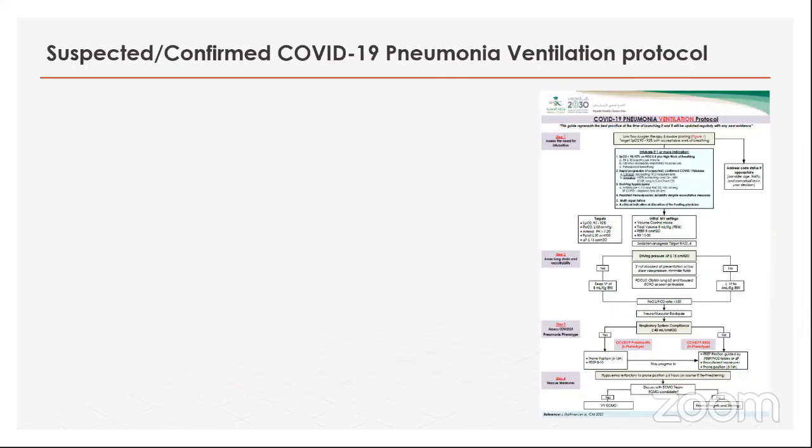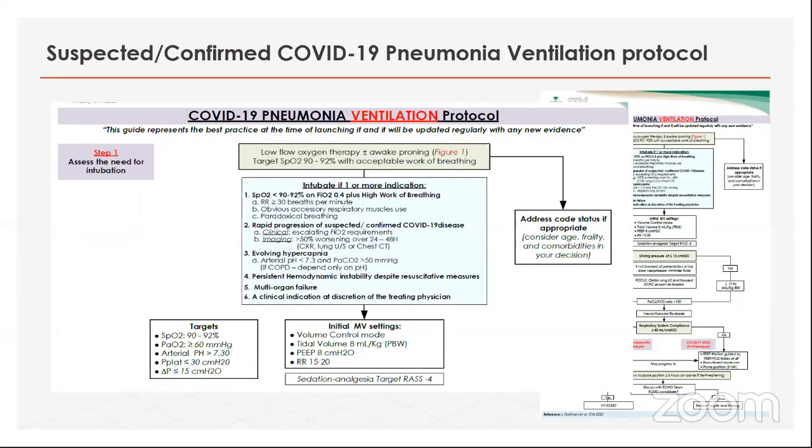Then we will continue our protocol. Before this, we forgot to discuss the code status, whether it really makes sense for us, considering age, frailty, or comorbidities. It can be discussed earlier, before going to intubation.